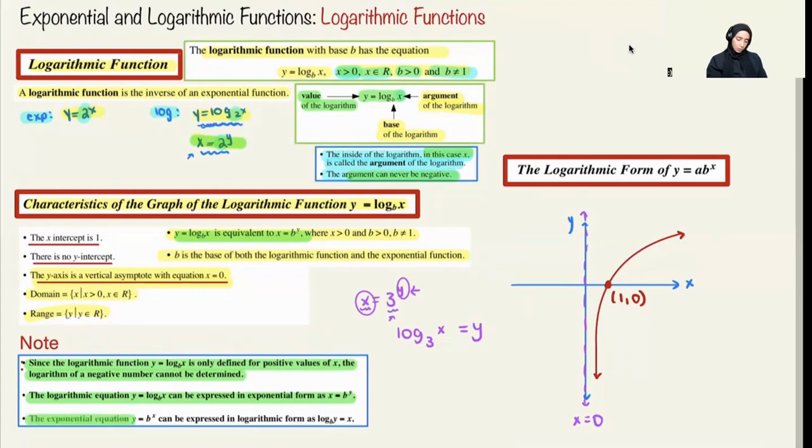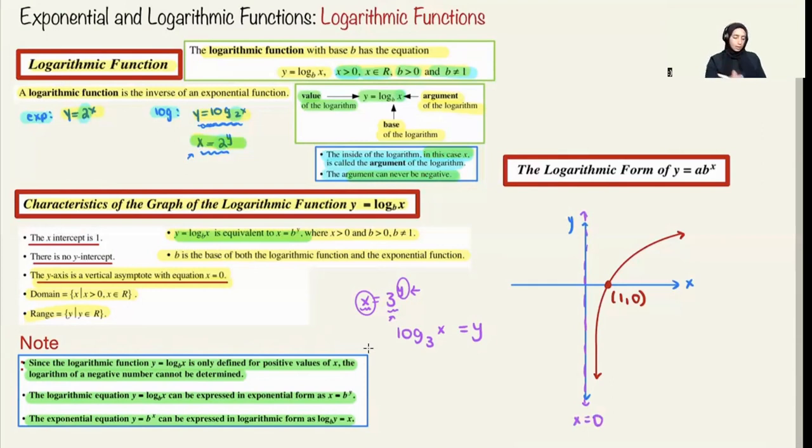And the last one is the exponential equation y is equal to b to the power of x can be expressed as the logarithmic equation log base b of y is equal to x. Basically, they're telling you that you can go back and forth between them. And so these are two really important points that I wanted to get across.